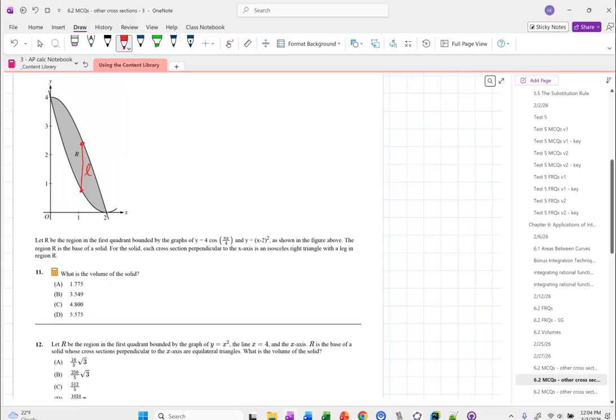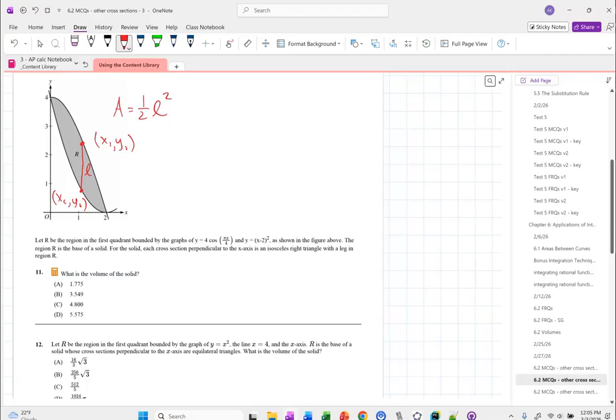Perpendicular to the x-axis. The area for an isosceles right triangle is just going to be 1/2 leg squared. Right, because base and height are going to be the legs of our right triangle, and if they're isosceles, they're the same length. So this is just going to be y1 minus y2, right? It's just going to be the length of that leg.